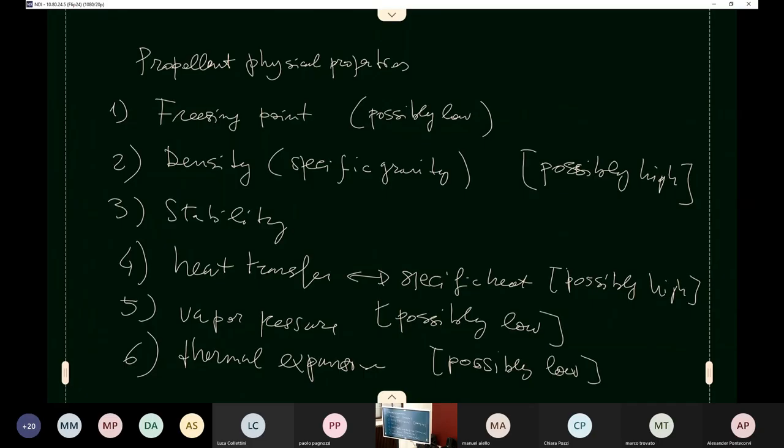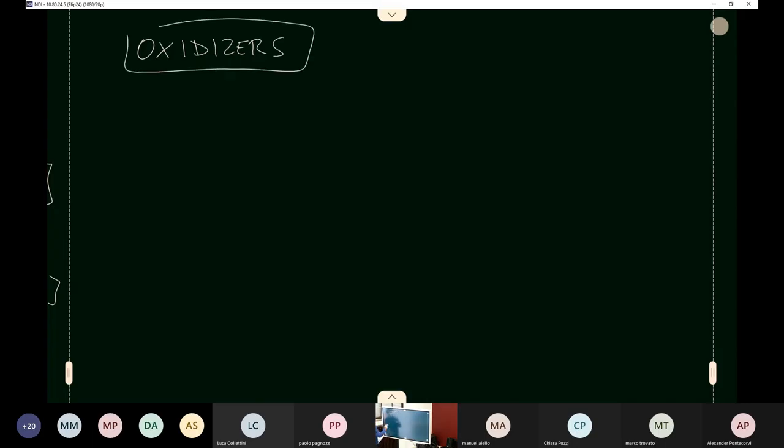So with these properties, now we examine this kind of properties for different propellants, and we start with the oxidizers. And the first oxidizer I will consider is oxygen. So is oxygen an oxidizer? Yes. That is one of the questions I'm providing to you. Is oxygen an oxidizer or a fuel? Answer this question.